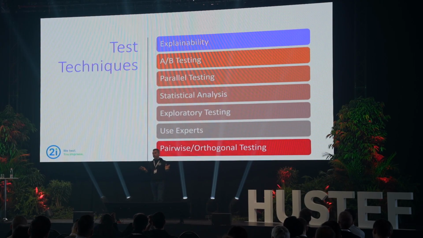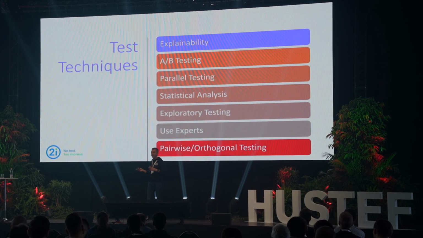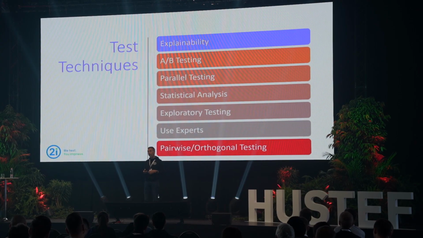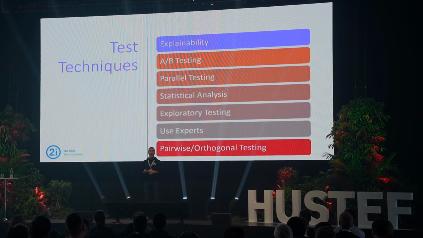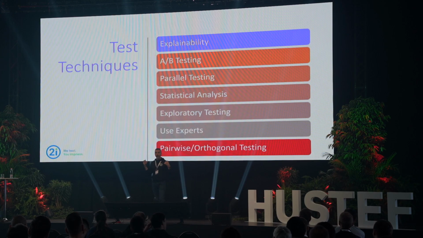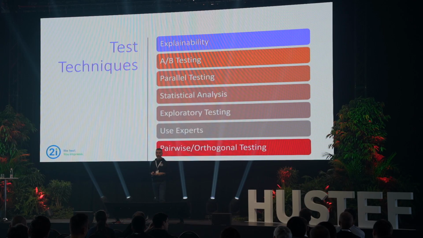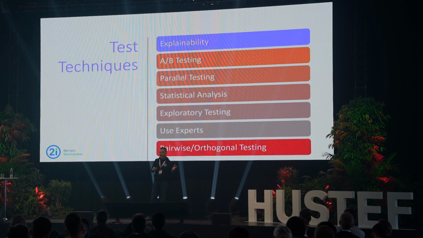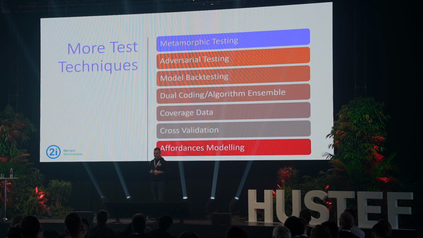And use experts. If you've got an expert in the field that you're trying to emulate their behavior, use the expert to decide that. A real oracle. And then pairwise or orthogonal testing for reducing the number of combinations. This is old tech. Anybody in testing knows about this. But it's very effective for taking very high numbers of combinations of inputs and reducing it. So you can go from the order of 250,000 down to the order of tens of combinations.